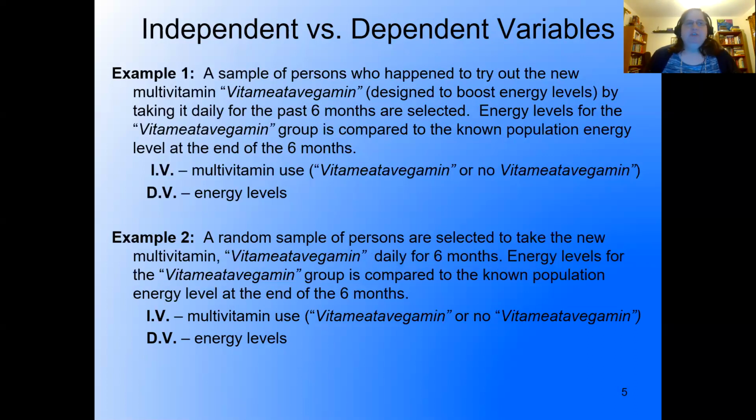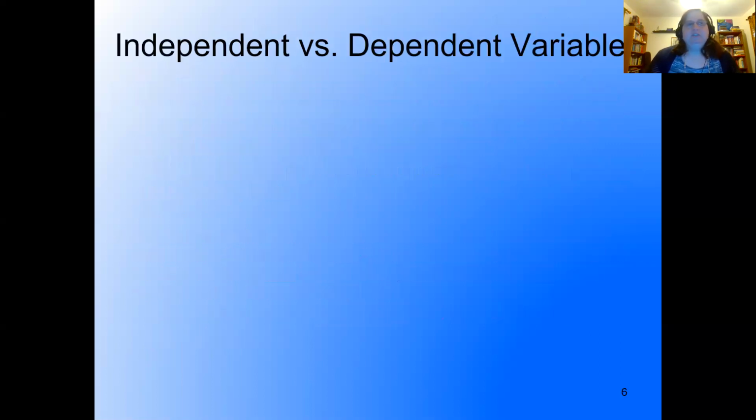Well, you might have noticed that in the first example, it was a sample of persons who happened to try out the new multivitamin. Whereas in the second example, a random sample of persons are selected to take the new multivitamin. So based on that and that alone, which study is more convincing? Which one do you like better? First one or the second one?